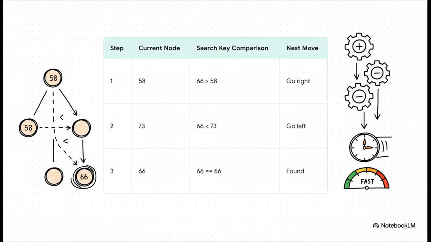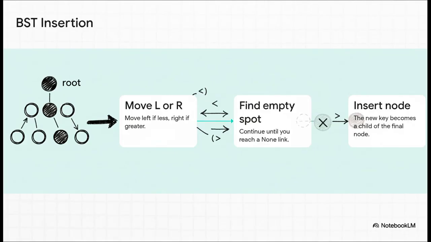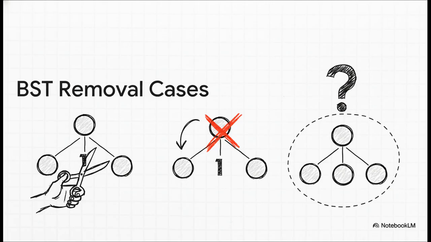No wasted time. So what if you want to add something new? Well, it's pretty much the same exact logic. You basically pretend you're searching for the number you want to add. You follow the left for less, right for more rule until you hit a dead end, an empty spot. And once you find that spot, you just plug your new node right in. Simple as that.